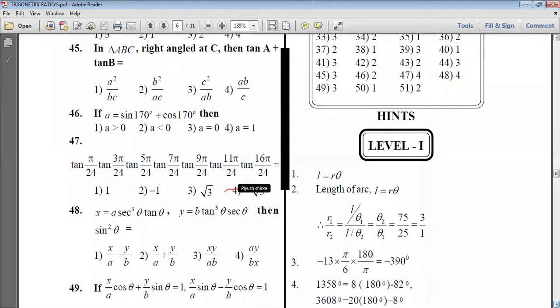That is tan pi by 24 into tan 3 pi by 24 into tan 5 pi by 24 into tan 7 pi by 24 into tan 9 pi by 24 into tan 11 pi by 24 into tan 16 pi by 24. So we have to find the value of this.